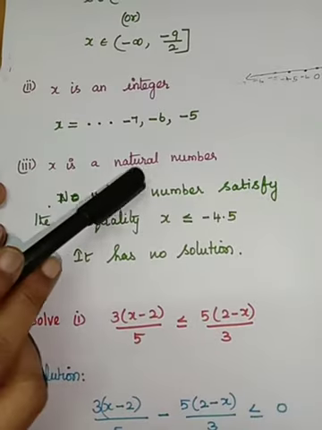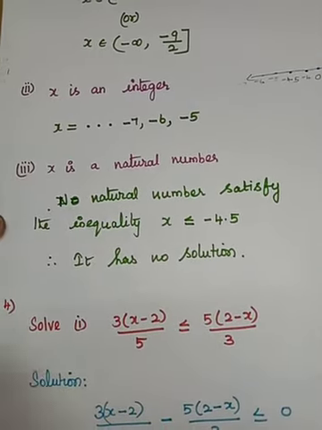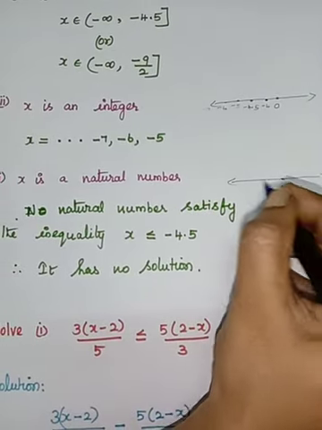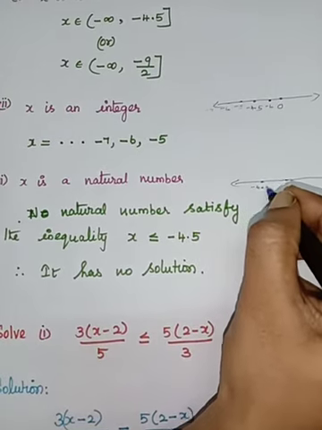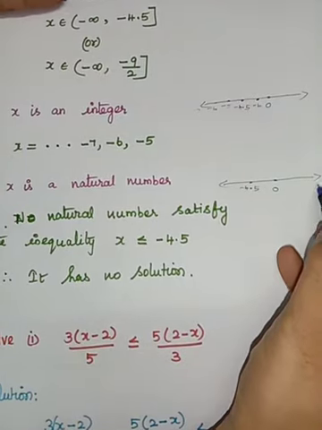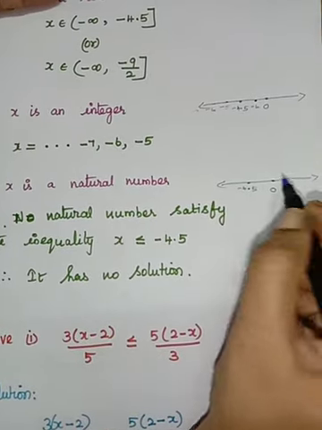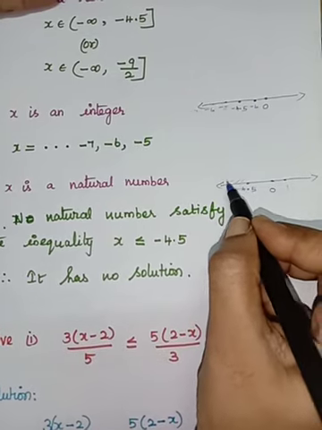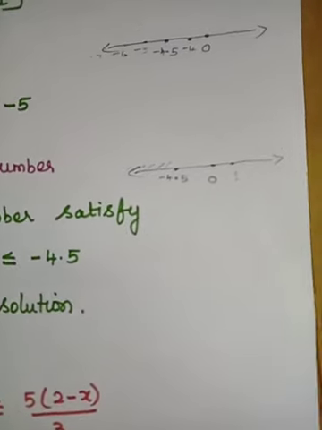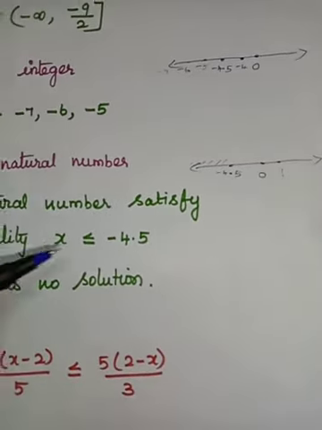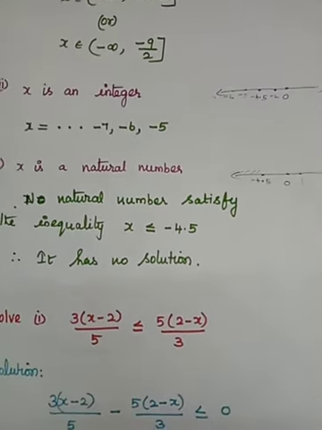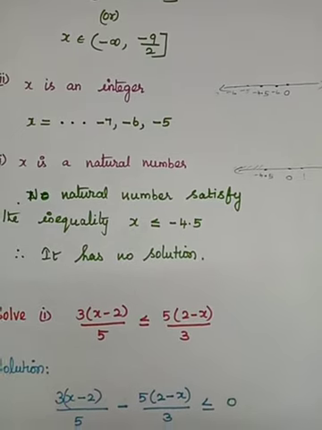Next one. x is a natural number. See the number line, the same thing here: origin, minus 4.5 on the left side. Your natural numbers should be on the right side of 0, starting from 1. But the solution is on the left side of minus 4.5. So no natural number satisfies the inequality x less than or equal to minus 4.5. Therefore it has no solution when x is a natural number.